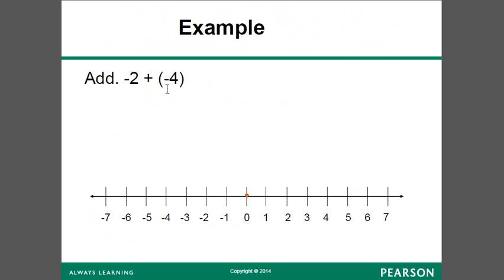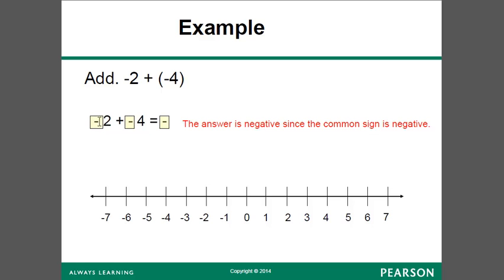Add -2 plus -4. Well, we have -2 plus a -4. They're both the same sign, so my answer will be negative. Once I know the sign of my answer, I just take 2 plus 4, which is going to be 6.